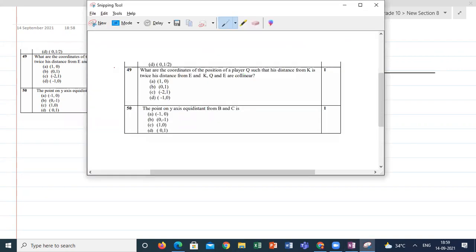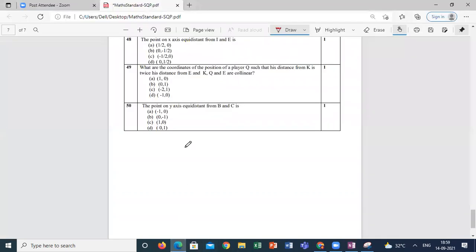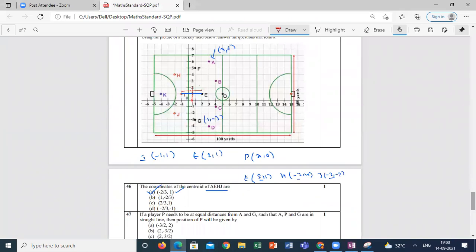How to do this question? You can use the section formula here because of collinearity. If I am using the section formula, what ratio do I have to use here? From the diagram, first identify the positions of K and E. Where is K? K is minus 4 comma plus 1, and E is 2 comma 1. And Q is a point which is dividing this line in the ratio 2:1. That is a condition. Am I right?